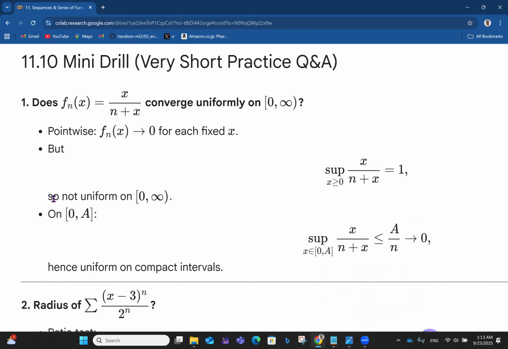So it means that you get 1 and it is not 0, so you can say no, it is not uniform on the interval 0 to infinity. But then if you have the closed interval 0 comma a, the supremum for x belonging to 0 comma a of x over n plus x is less than or equal to a over n, and as n becomes larger, a over n goes to 0. Hence it is uniform on compact intervals. So this is uniformly convergent on this compact interval, but on the other interval it's not, because you get a limit that is not 0 at some point.